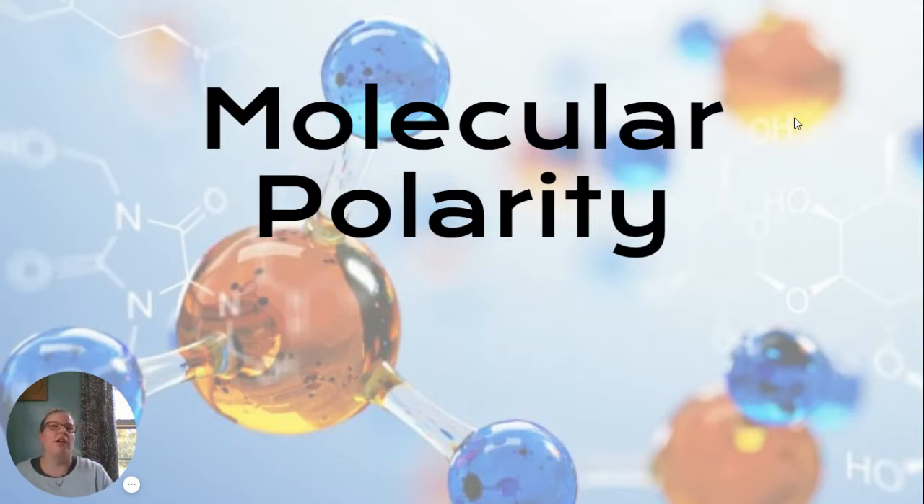We have done a lot of discussion about bonding so far. You guys have talked about ionic bonding, you've talked about covalent bonding, we've talked about drawing a Lewis structure, we've talked about bond lengths, we've talked about drawing resonance structures and formal charge, and VSEPR shapes even. And so today we're going to be talking about molecular polarity.